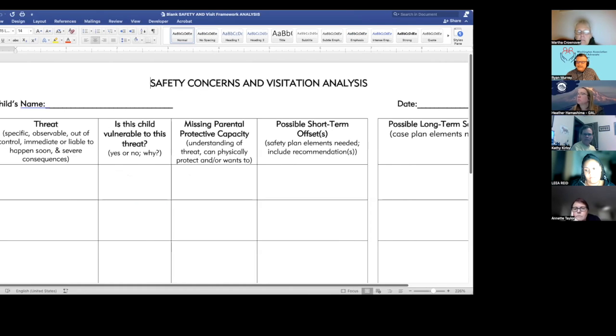Yeah, let's do the analysis through this. Is that okay with everyone? Let's use this worksheet and figure this stuff out. Here's the thing that I found when using this worksheet. Let's start with what we know. Sometimes you don't know what the threat is. You just have this feeling that the kid's vulnerable. So Liz, tell us about your case. What do we got? What are we working with?